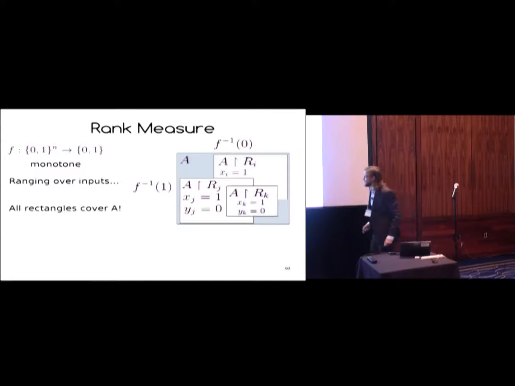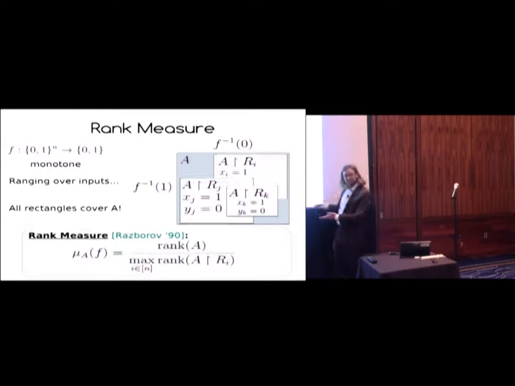Okay, so now we can define this rank measure. The rank measure for F with respect to A, so we get to choose A, is just the rank of A over the maximum rank of any of these little submatrices. So you should think of it like this: if we want to prove lower bounds on this measure for F, we get to vary A.